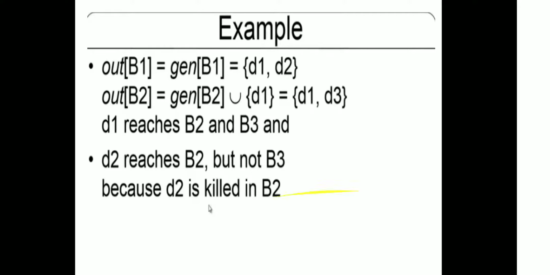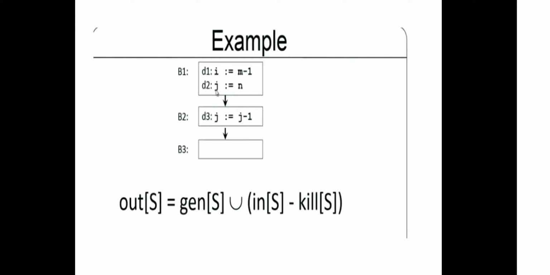Next, out of B2. There we have D3, which is J equals J minus 1. D2 is J equals N, and D3 is J equals J minus 1, so this is a redeclaration of J. The earlier definition D2, that is J equals N, is killed in the basic block B2.